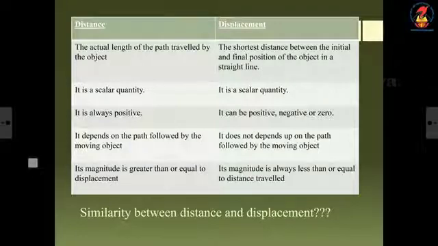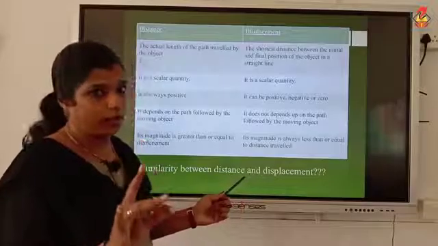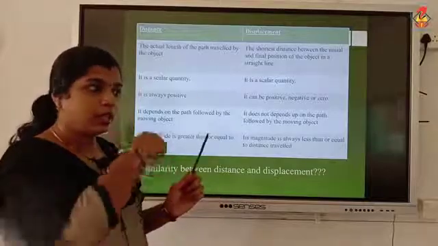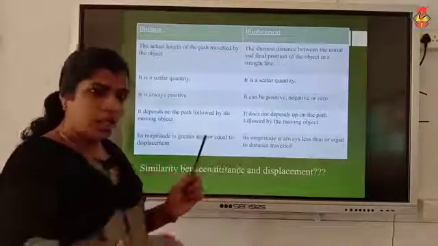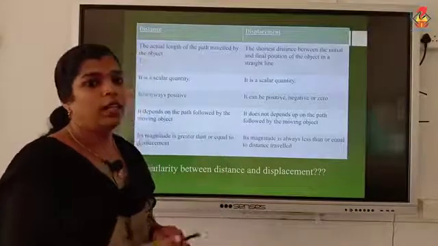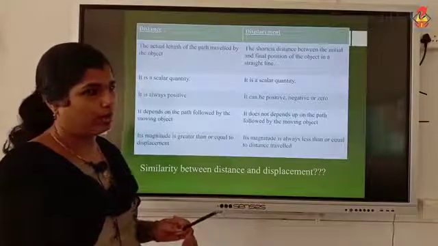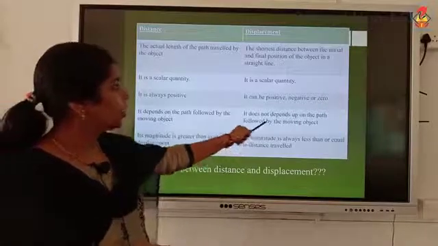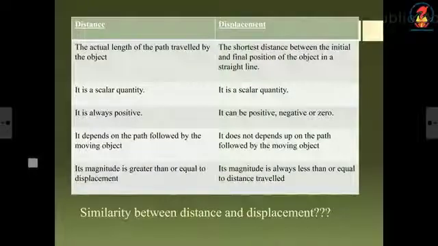Now, distance travelled depends upon the path followed by the moving object. I showed you 3 paths in the beginning. First one, second one and third one. The first one is a curved path, the second one is also curved. So, what is the distance travelled? That depends upon the path you are choosing. Displacement does not depend upon the path followed by the moving object. It only depends upon the straight line distance between the initial and final position.